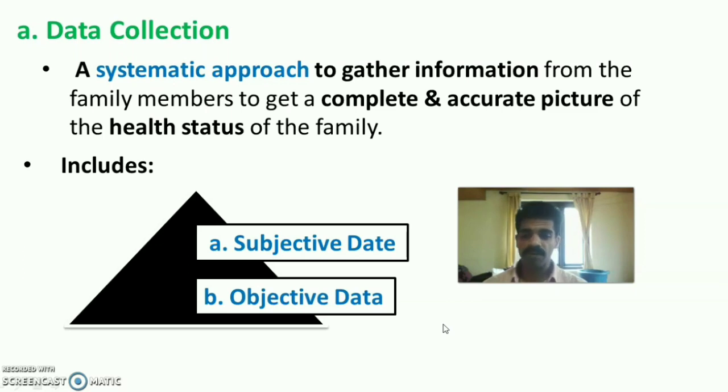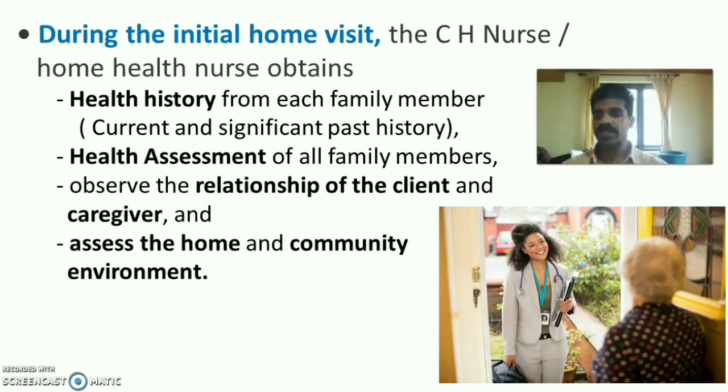Subjective data is the information collected from the family members. Objective data is the information collected by the community health nurse through her observation, interview or health assessment. So there are two types of data, subjective data and objective data, which are collected during the data collection period from the family.